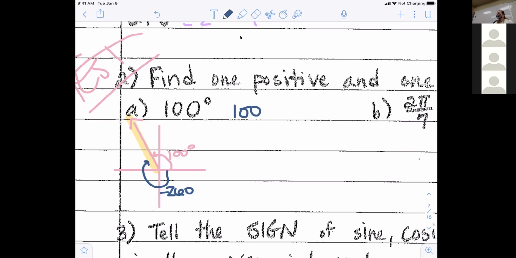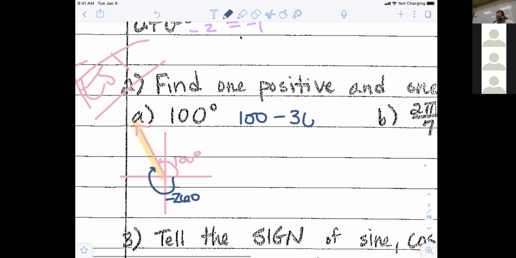We minused 360, right? We did some kind of minusing. I want us to always think of it as the angle given to me minus 360. So if you do 100 minus 360, that equals negative 260.